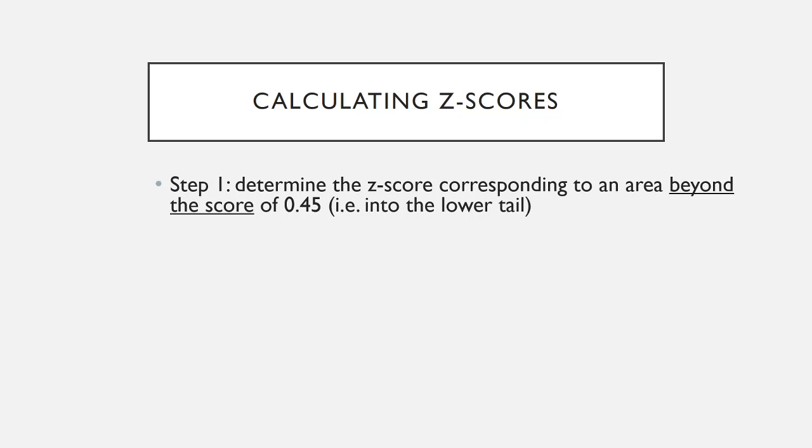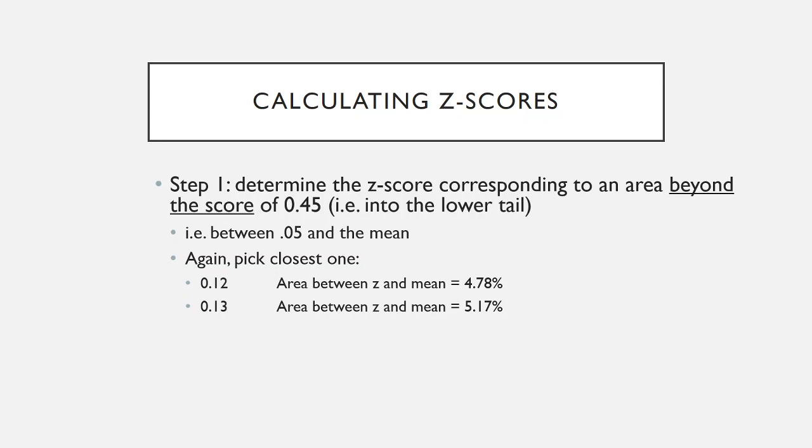But recall how I told you that you actually don't need that information because you can use the symmetry of the normal distribution to figure this out pretty easily. So if I wanted to find the z-score that corresponds to having an area from it into the tail of 45%, that would be the same thing as asking what score has 5% of scores between it and the mean. So in this case, you're going to try and find the z-score that corresponds to having 5% of the scores between it and the mean. Again, just pick whichever one is closest.